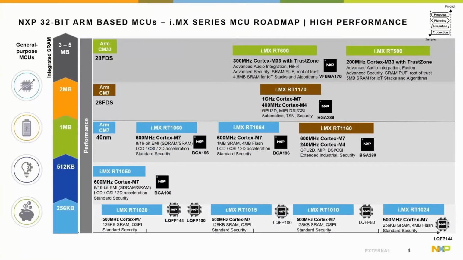And so you can see a snapshot of our i.MX RT family. We just launched the RT1160, which is a 600 megahertz Cortex-M7. We also have the 1170, which is a 1 gigahertz Cortex-M7, both with a significant amount of internal SRAM. And if you need even more, then we have the RT600 and RT500 families. So we have a device for all the different levels that you might need for your particular application.